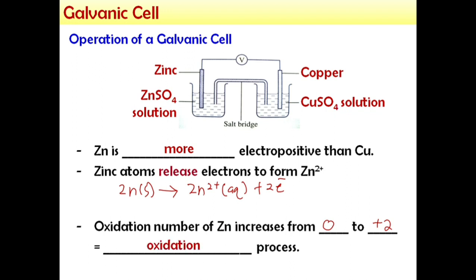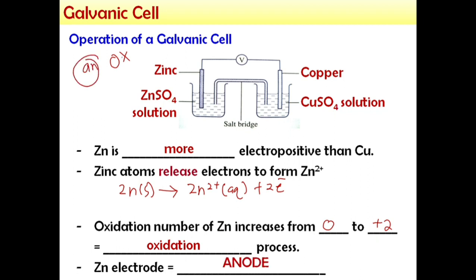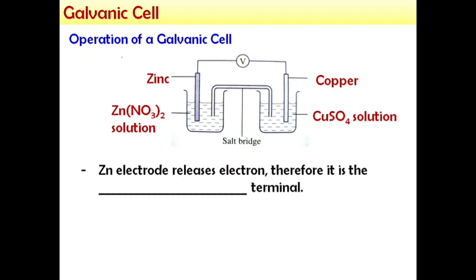Oxidation process. And we know that oxidation process occurs at anode, and ox means our zinc electrode would be the anode. Okay, zinc electrode will release electron, therefore it is the negative terminal. And zinc atom will produce zinc 2+ ion, menyebabkan this zinc electrode dissolve. Okay, so makin lama zinc electrode makin dissolve untuk menghasilkan zinc 2+ ion.